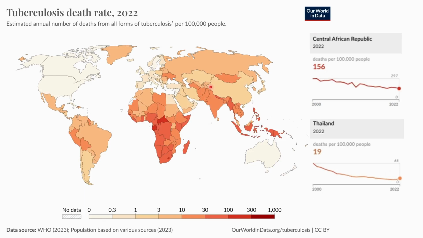What about the death rate? So the death rate is mostly high in the African region, and in Thailand it's around 19 people per 100,000. It's a bit low.